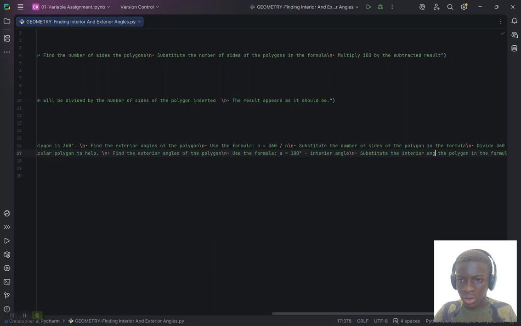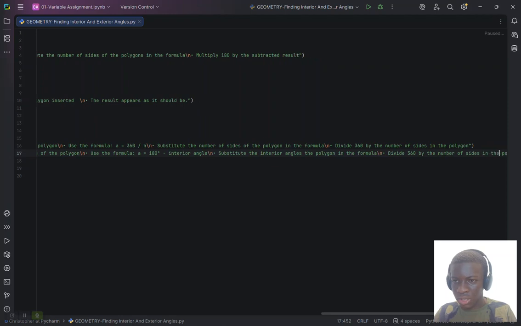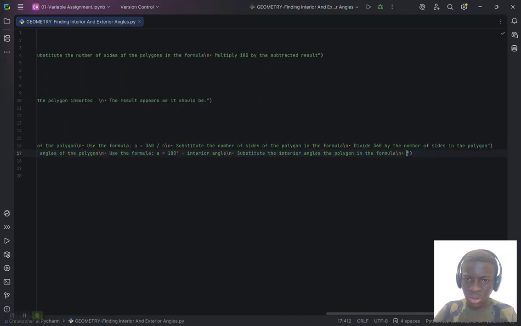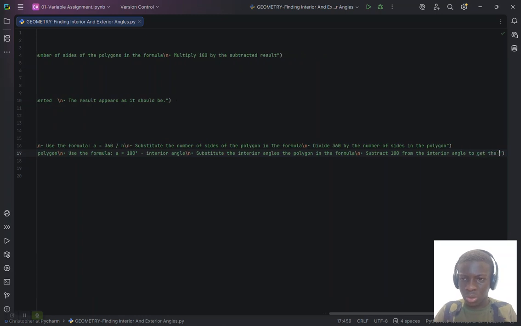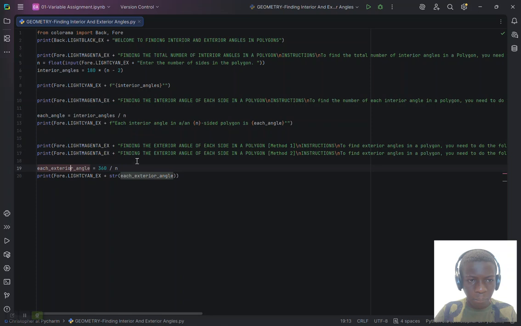That's method 2. This is A. This is B. B is 180 minus A. B is 180 minus each angle. So that's each exterior angle, B. That's method 2.